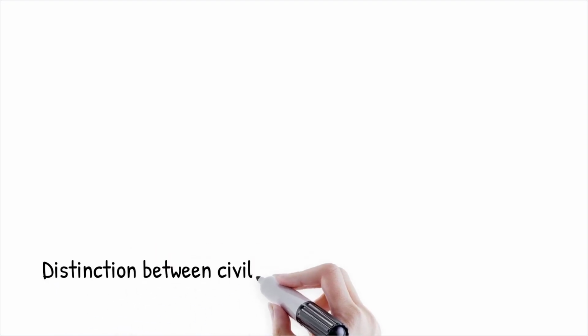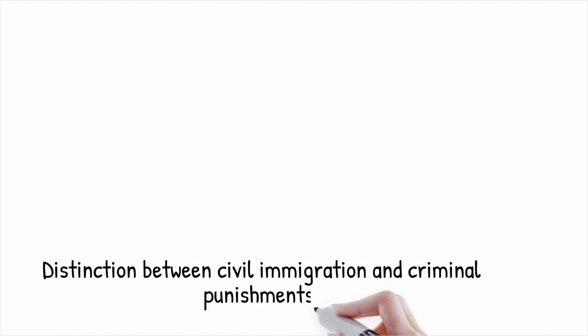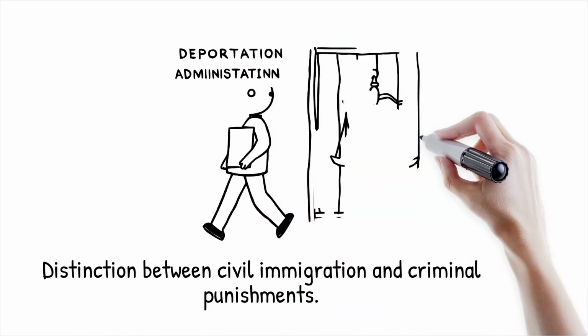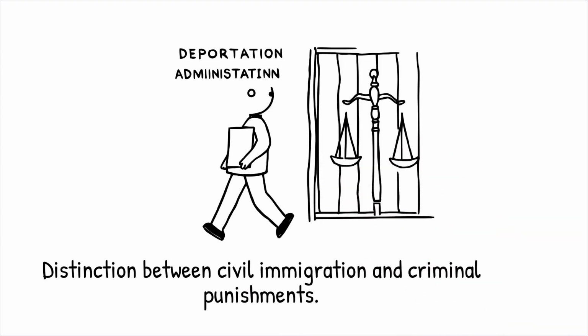Distinction between civil and criminal proceedings. The ruling distinguished between civil immigration actions, like deportation, which can be handled administratively, and criminal punishments, like imprisonment, which require full constitutional protections. This distinction remains foundational in immigration law, influencing cases like Zadvydas v. Davis, 2001.